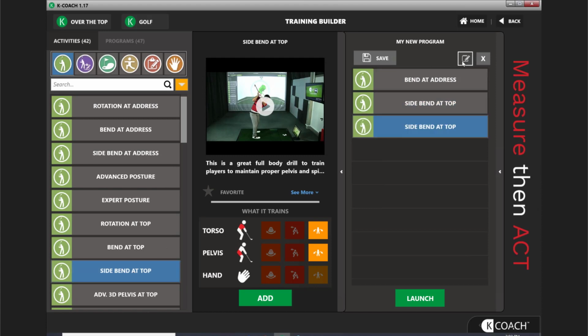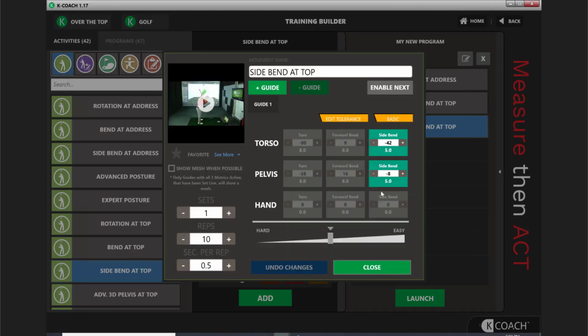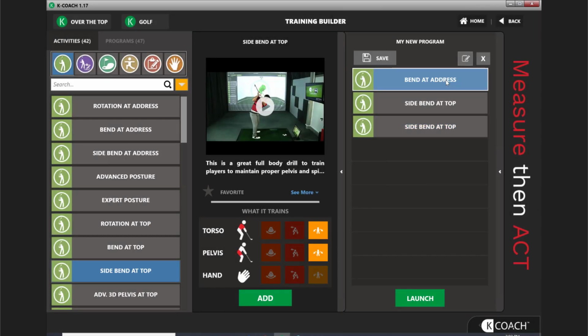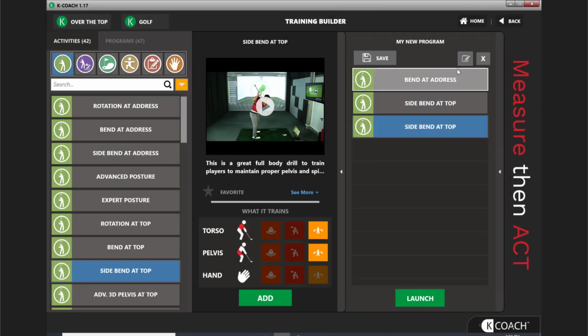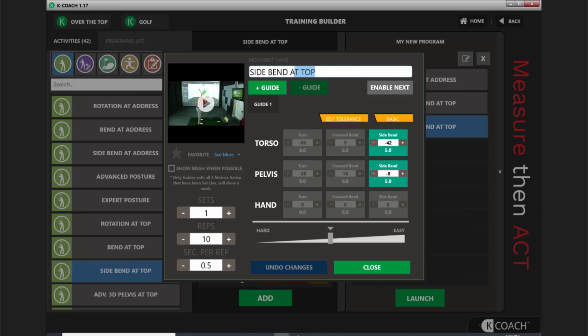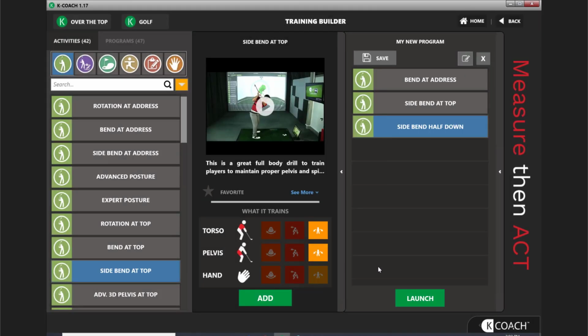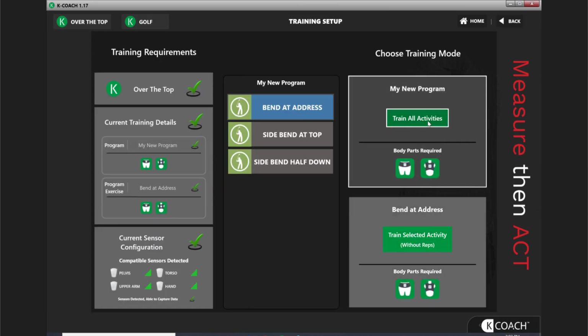So I've got bend at address, 42. Let me just hold on one second. Bend at address is good. Side bend at the top, I'm going to just do the upper body. And then side bend halfway down will be just pelvis. And I'm going to want to get it to 0 plus or minus 5, so I can start to shallow out the club and not get over the top. So I'm going to launch this, train all activities.